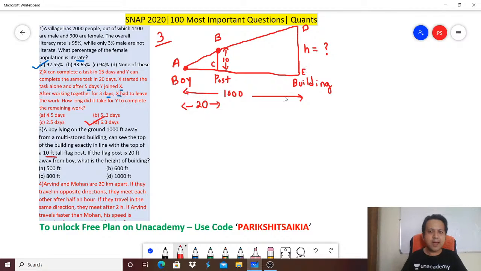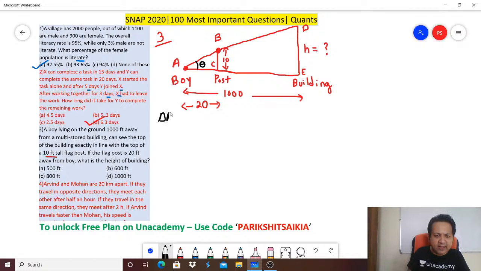Okay. I need to find out DE. How will you find out? The easiest way is considering trigonometric ratios. Let's consider this angle to be theta.